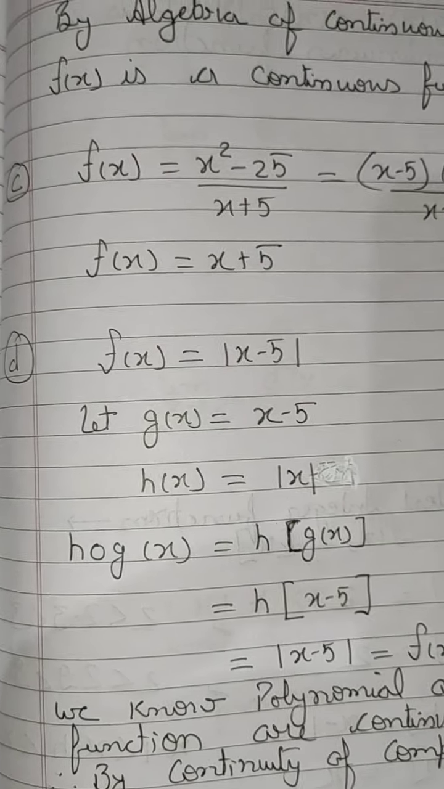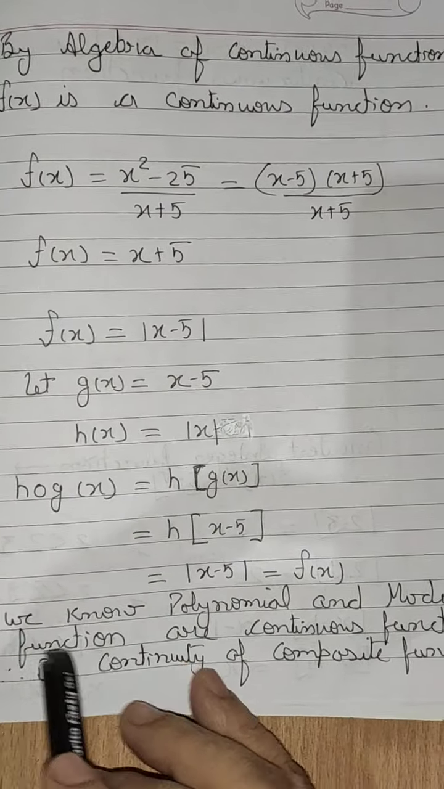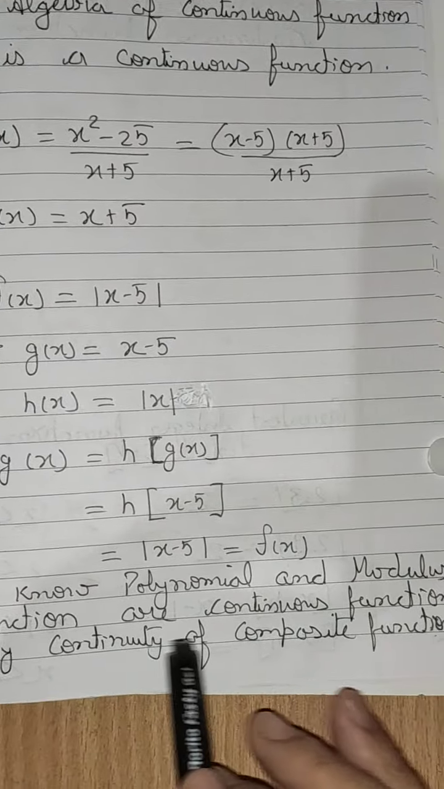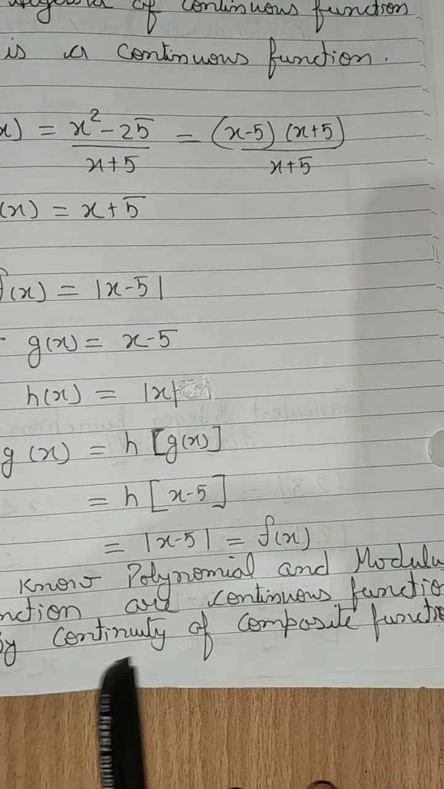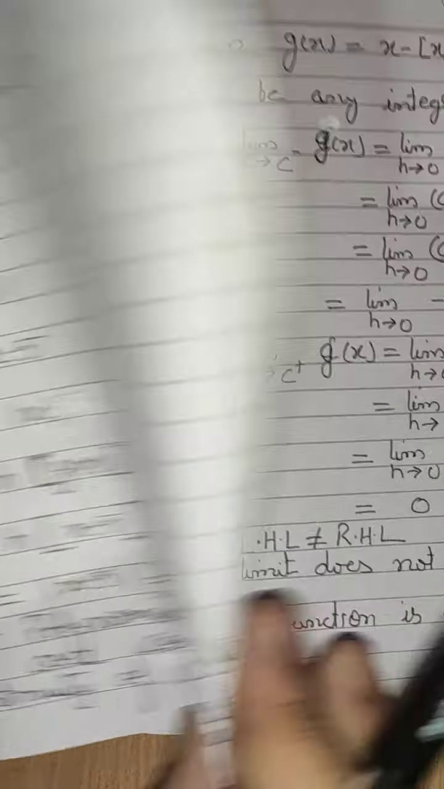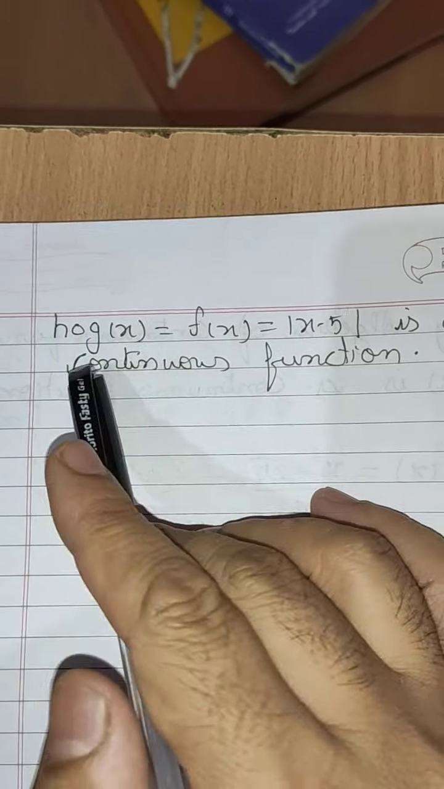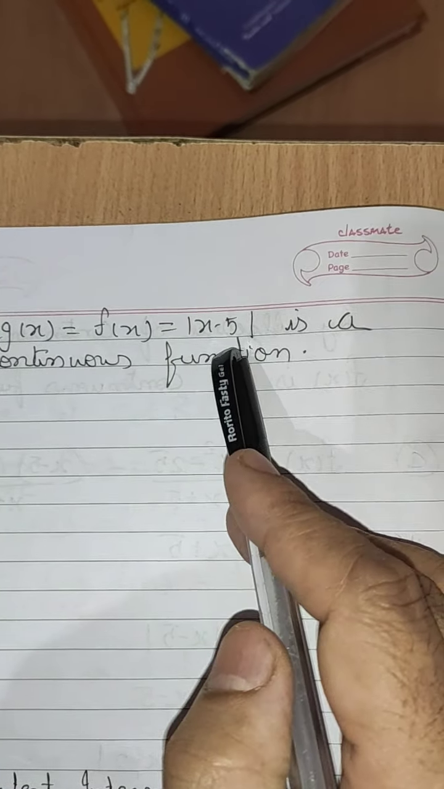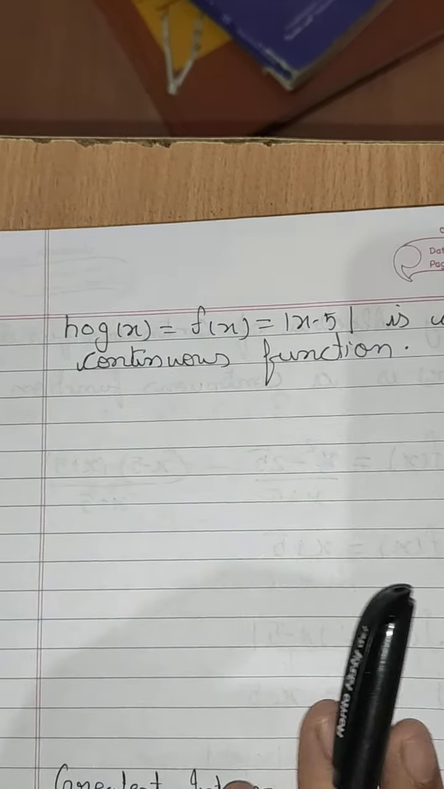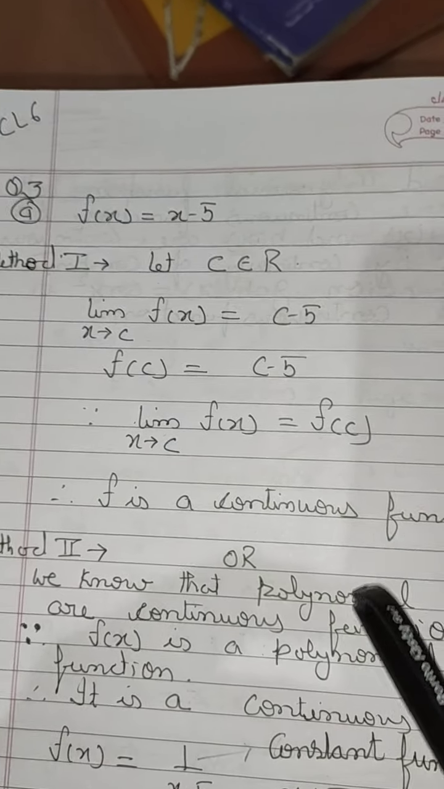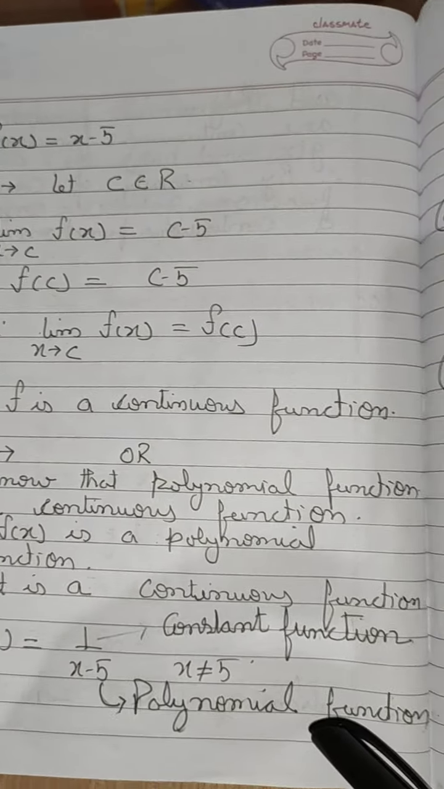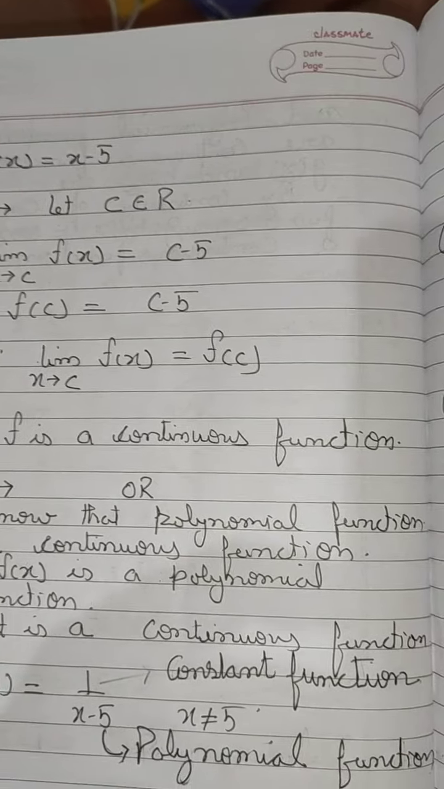Already you can see, we know that polynomial and modulus functions are continuous functions. By continuity of composite function, h o g of x, that is f(x) = |x - 5|, is a continuous function. With this question, we can revise all the definitions of continuity and continuity of composite function.